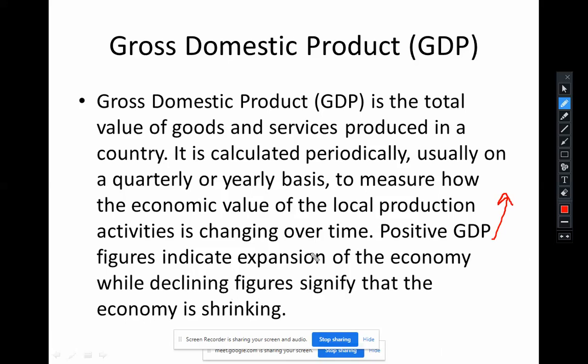Negative, decline figures. When you see decline figures, let's say the figures are lower, what does it signify? The economy is shrinking, which means the market will be dropping. The economic data of that asset will drop. Okay, so that is why we make use of fundamental analysis.